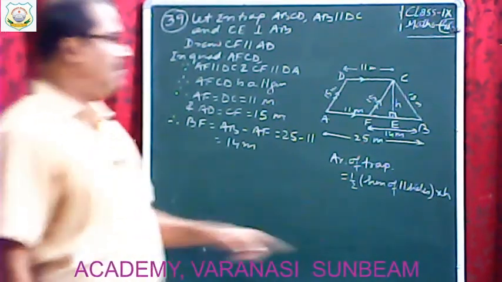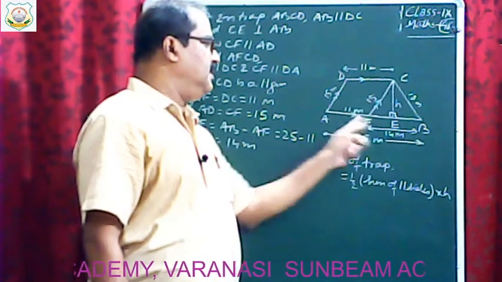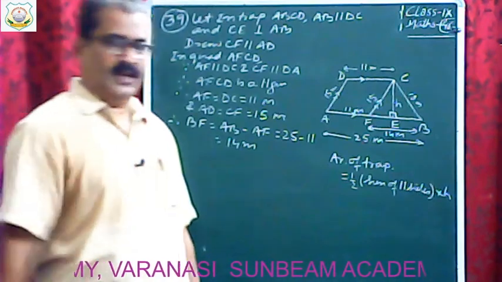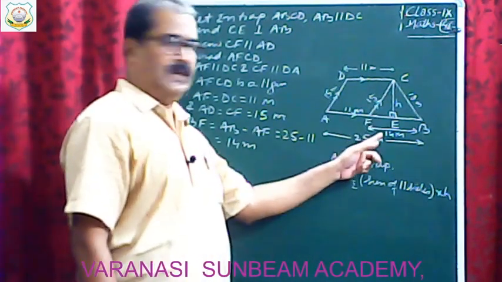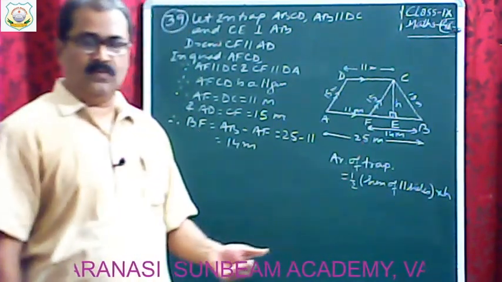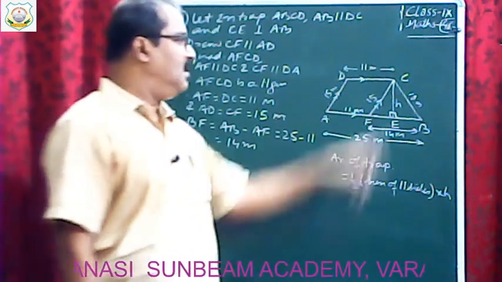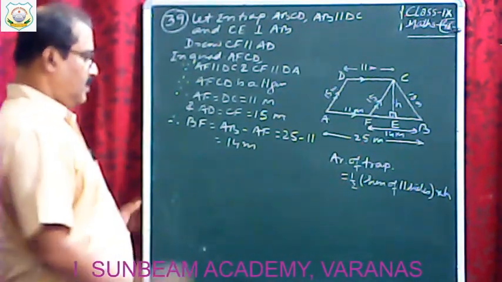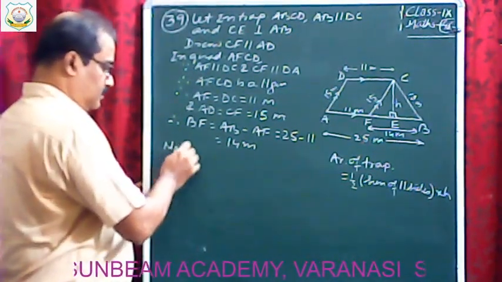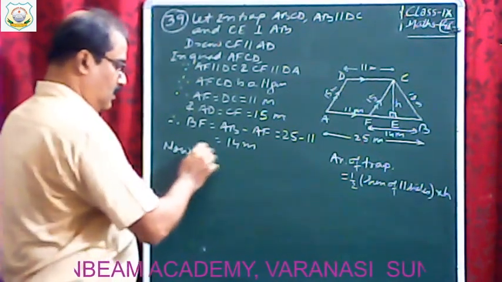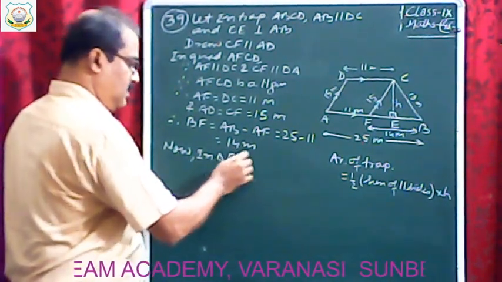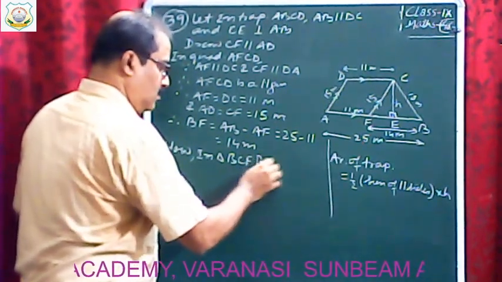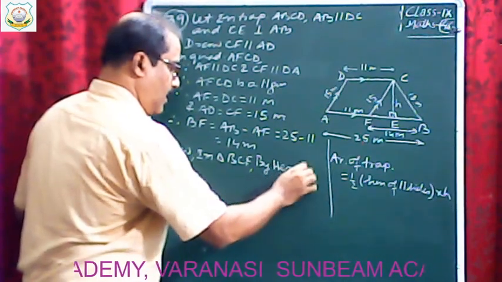Okay, thereafter what we have? We get a triangle BCF in which all three sides we know. You have to find area of that triangle, and after getting area of triangle, thereafter you have to use the formula area of triangle equal to half into base into height. So height required, base we know 14 meter. Okay. So now in triangle BCF, all three sides we know, by Heron's formula.